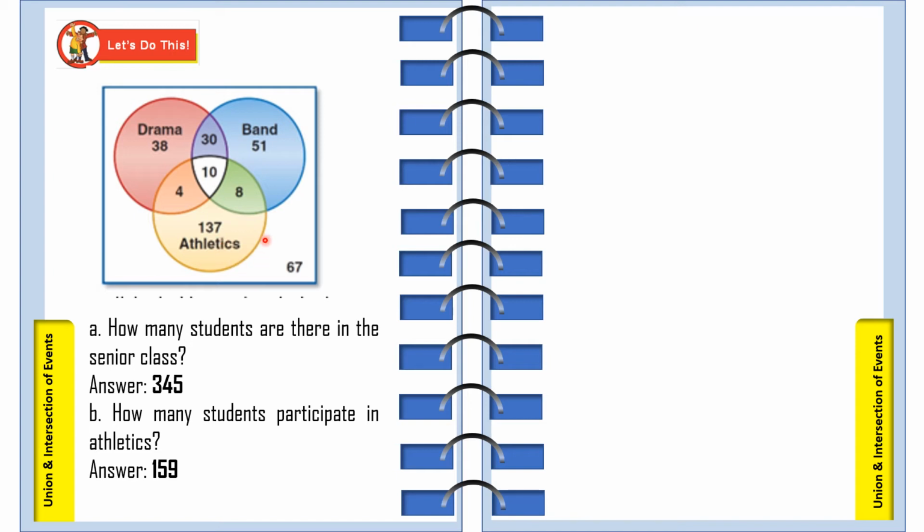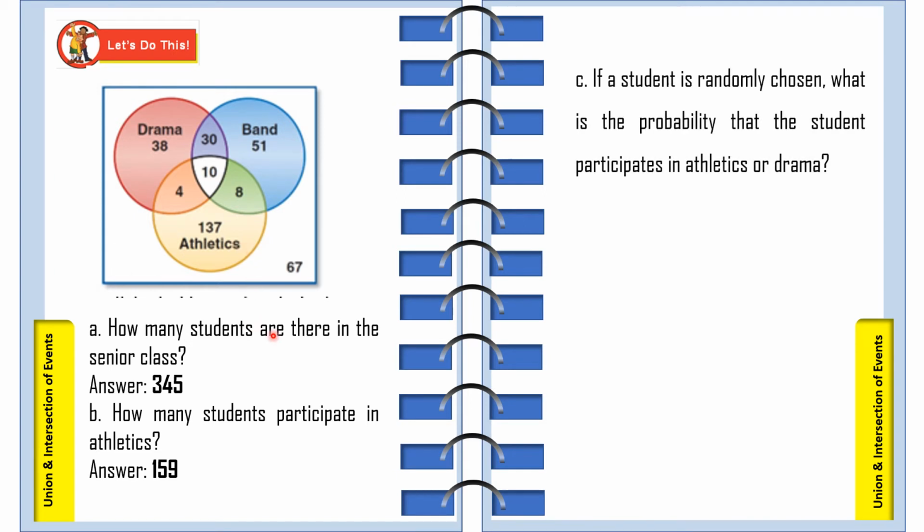Yes, so hindi lang 137 yon. Dahil nandito siya sa circle na to ng athletics, kahit na nag-overlap siya doon sa ibang circles or sa ibang activity ng drama and band, but still, involved pa rin sila sa athletics, kaya i-add mo lahat yan. 4 plus 10 plus 8, 137. So, ang total is 159. Nakakuha? Sana nagigets din niya.